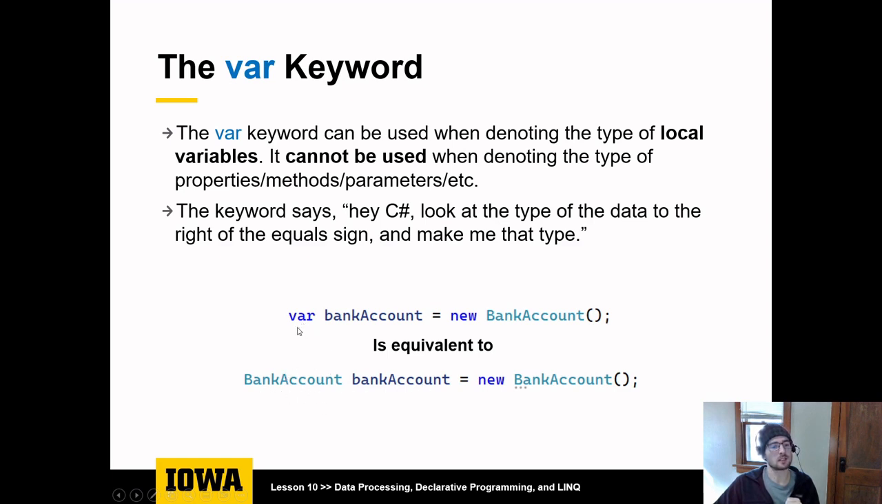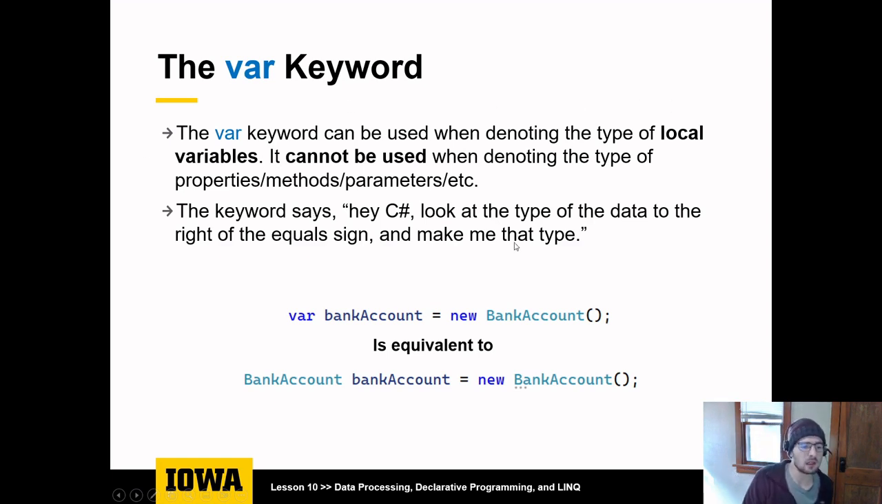The var keyword says, just make me the type of whatever is on the right of the equal sign. So the data on the right of this equal sign is a bank account, it's of type bank account. And so we can put var there, and C# will figure out, okay, bank account is really this. It's of type bank account. All right. So it's like a syntactic shortcut, and it can only be used for local variables. You can't use this when denoting the types of your properties or your methods or your method parameters. You can't use it there, but you can use it for local variables.